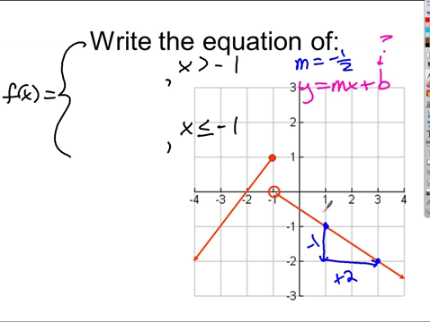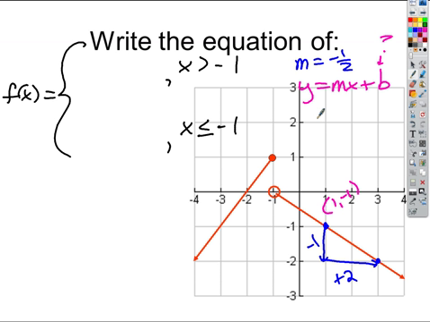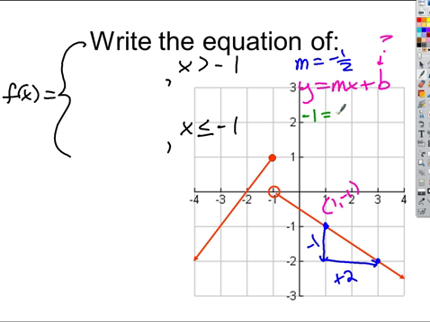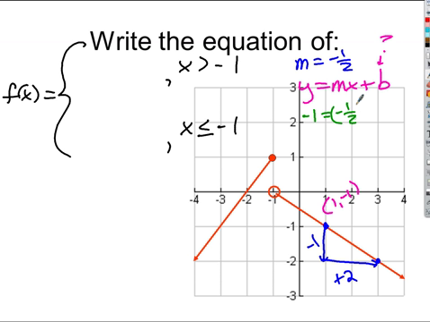Well, here's one that we used right here. What are the coordinates of that point? 1, negative 1. Okay, good. So if I plug negative 1 in for y, 1 in for x, and negative 1/2 in for m, let's see what we get. Negative 1 equals negative 1/2, my slope, times 1 plus b. So negative 1/2 times 1 is just negative 1/2, right? So negative 1 equals negative 1/2 plus b.